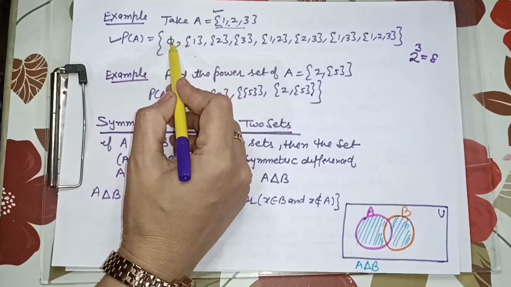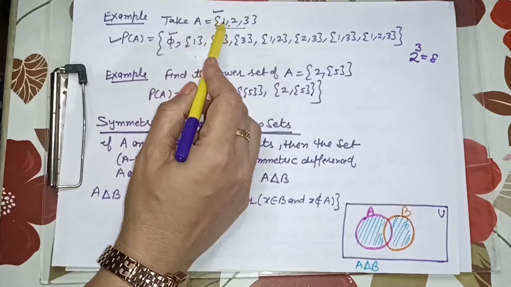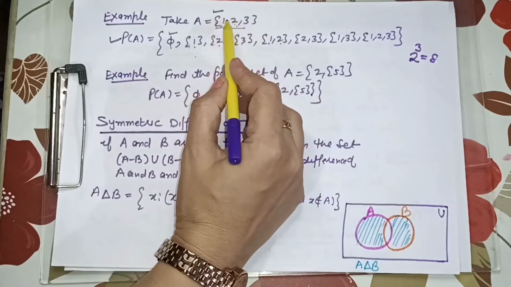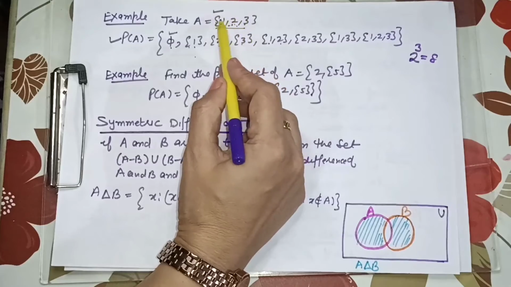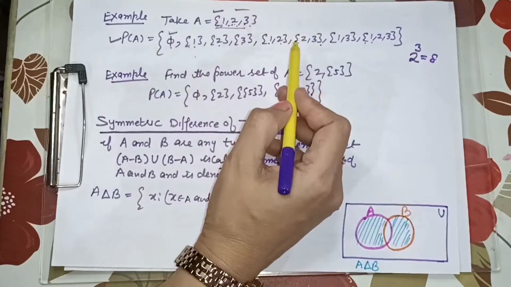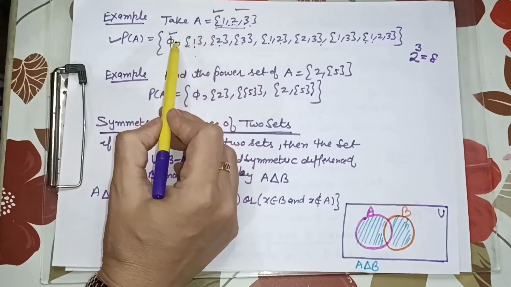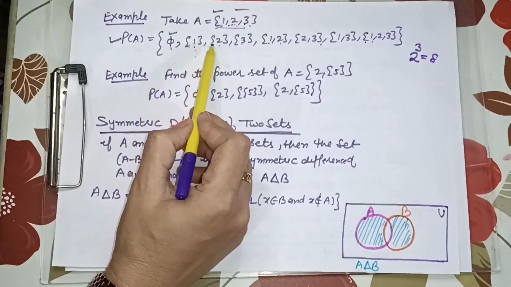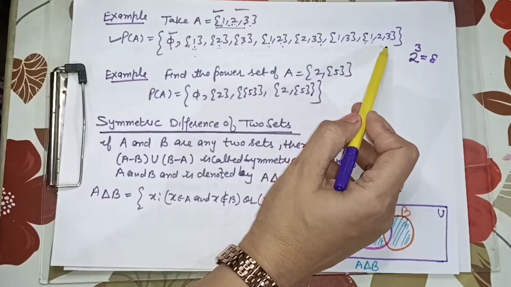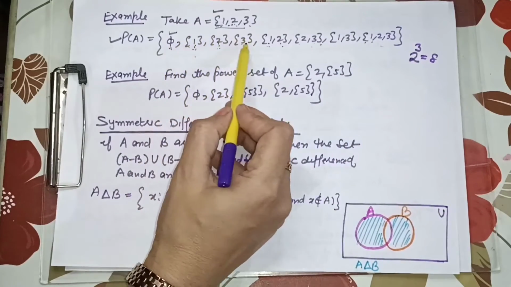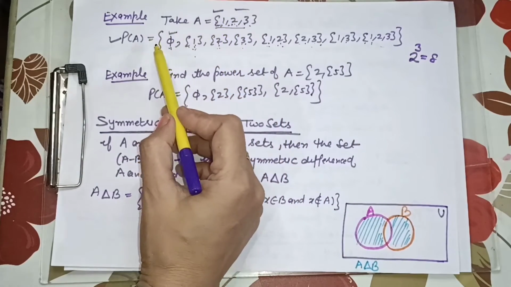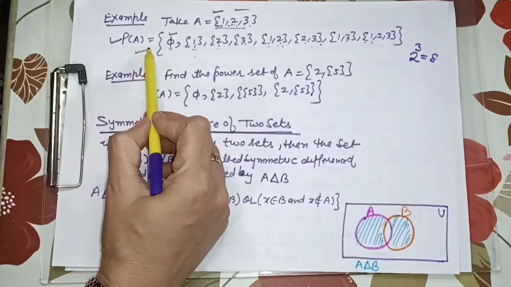How do we write them? Firstly, we always write the empty set phi. Then we write the elements individually, that is {1}, {2}, {3}. Then we take combinations of 2: {1, 2}, {2, 3} and {1, 3}. At last, we take the combination of all 3 elements, that is the main set. So firstly we write phi, then {1}, {2}, {3}, and so on. If we count 1, 2, 3, 4, 5, 6, 7, 8, these are the 8 subsets of the given set, and this is known as the power set, because in the power set we write all the subsets.